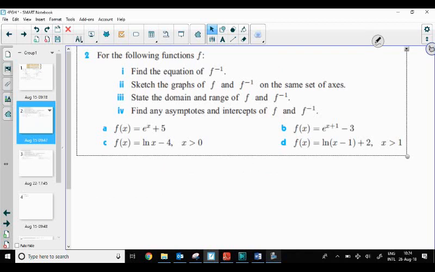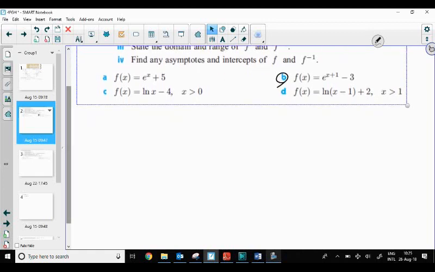So here in this first one, let's do letter B for starters. So that's our function. We're going to find its inverse. We're going to graph both of them on the same axes, talk about their domain and range, asymptotes, and the intercepts. So for starters, let's work out what the inverse of that function is.